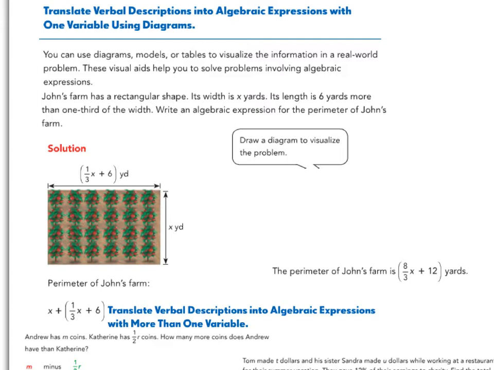John's farm has a rectangular shape. Its width is X yards, its length is 6 yards more than 1/3 the width. So that's what we've got to watch here. The length is 6 yards more than 1/3 the width. And remember, the width is X yards. Write an algebraic expression for the perimeter. So now we need to find the perimeter of John's farm. If you remember from the last couple sections, for perimeter, you add up all the sides.